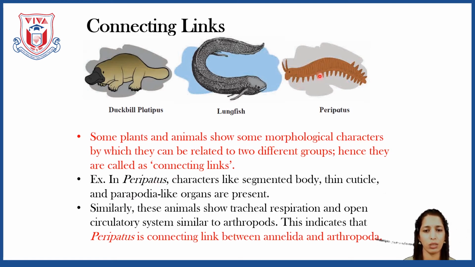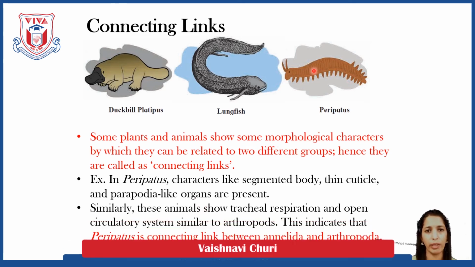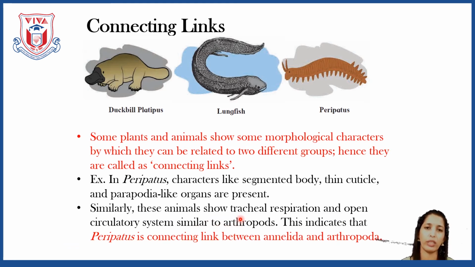It has a cylindrical, segmented body. So this peripatus has characters like a segmented body, thin cuticle, and parapodia-like organs. Now these characters are seen in the group of animals belonging to phylum Annelida. Although morphologically it seems to belong to phylum Annelida, it shows tracheal respiration and has an open circulatory system, which is similar to phylum Arthropoda. So you cannot classify this peripatus into either phylum Annelida or phylum Arthropoda. This indicates that peripatus is the connecting link between Annelida and Arthropoda.